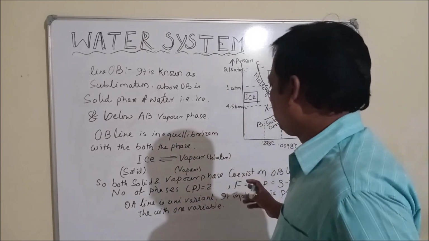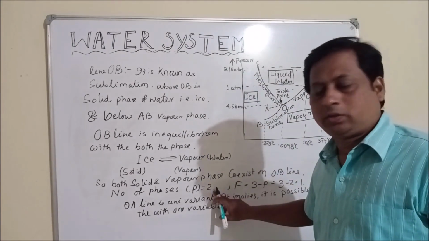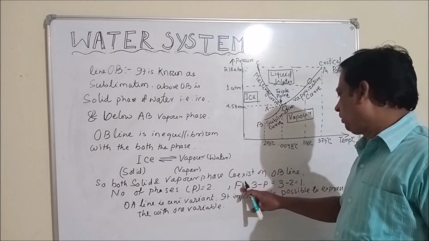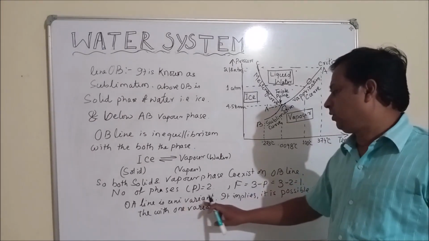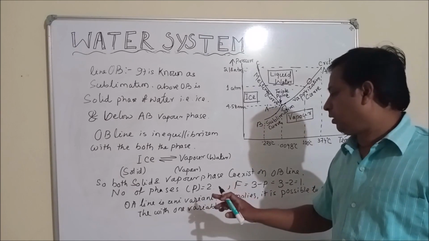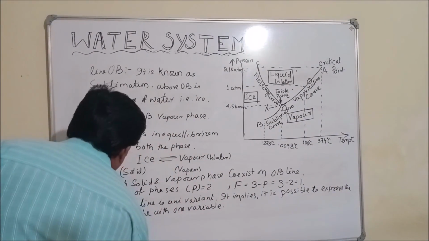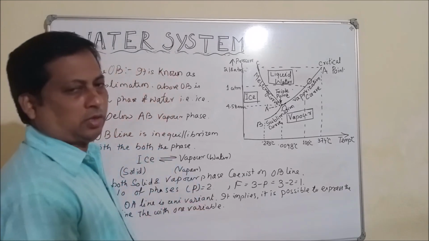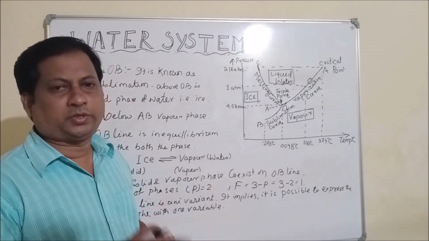So if both phases coexist, the number of phases will be 2. If the number of phases is 2, the degrees of freedom will be 3 minus 2 equal to 1. So the OA line is univariant or monovariant, which implies it is possible to express the line with one variable. So it may be either temperature or pressure.